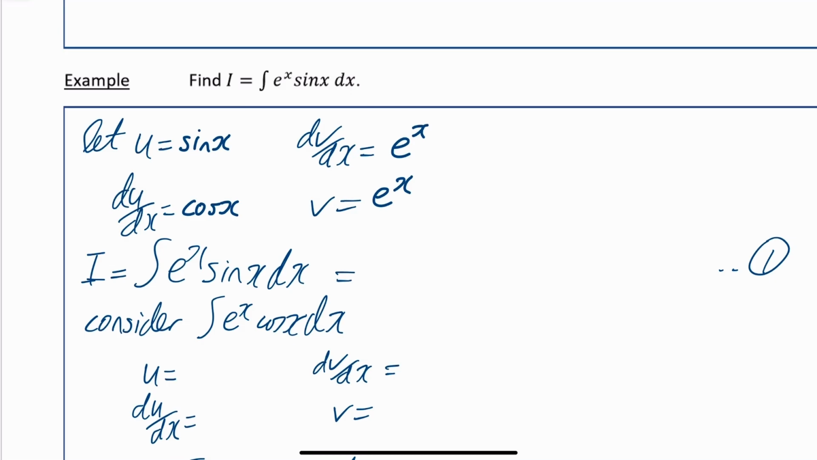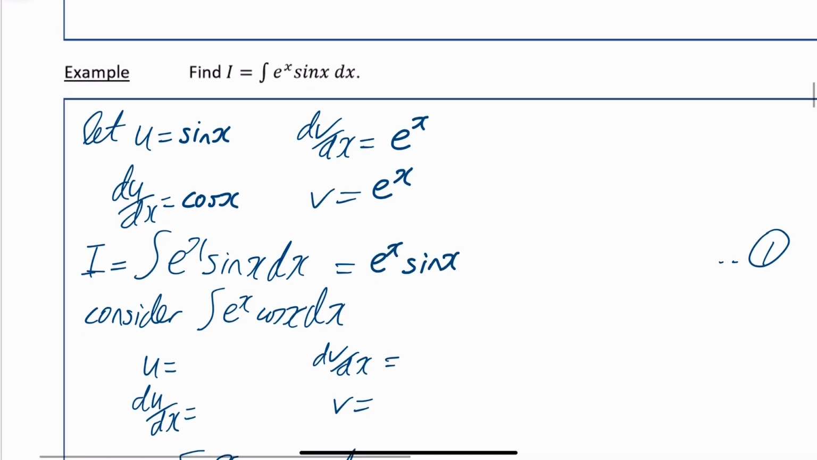If you let your u equal sine x, that means your dv by dx is e to the x, and also your du by dx is cos x, and your v is e to the x. So that means uv then is going to be, and I'll just write e to the x first, times sine x. So that was your uv, then minus the integral, and then it is v du, so it's going to be e to the x cos x dx, and that you can see is my equation 1.